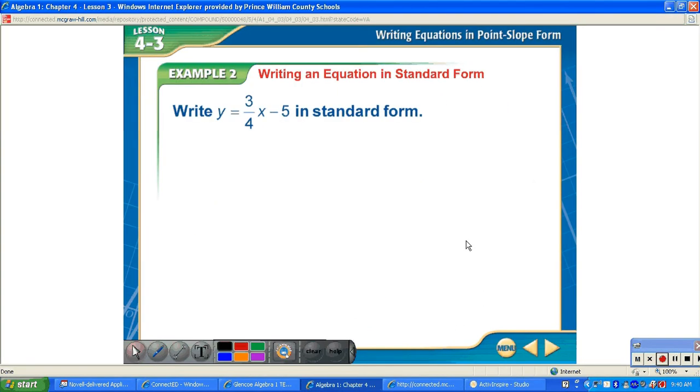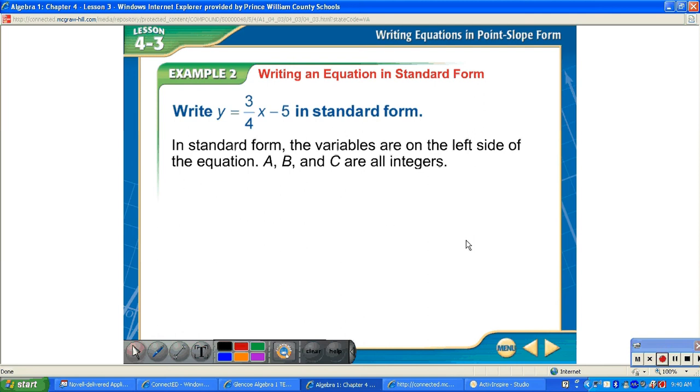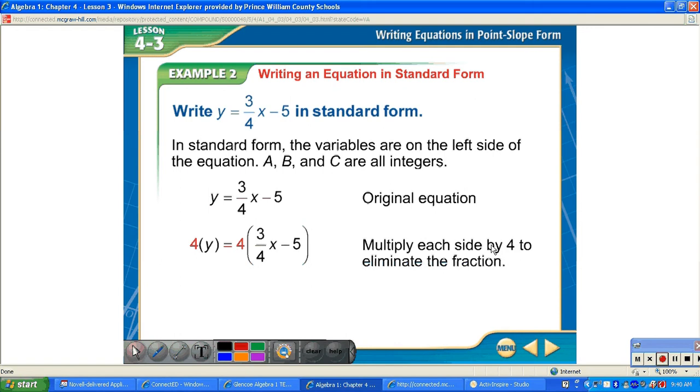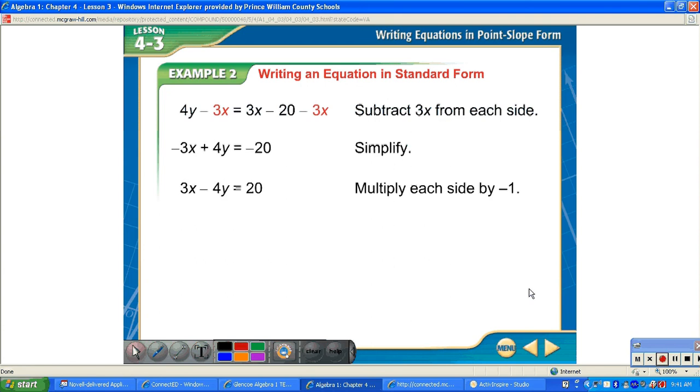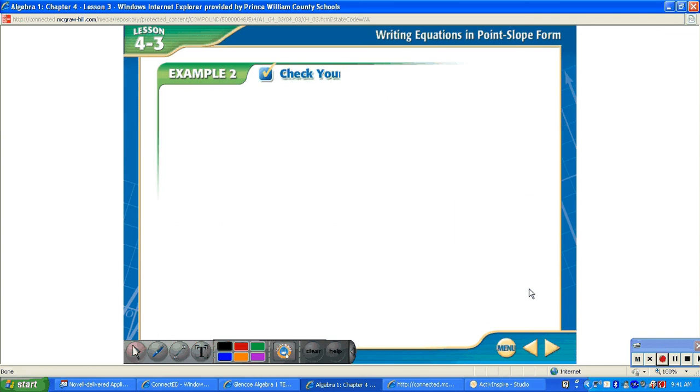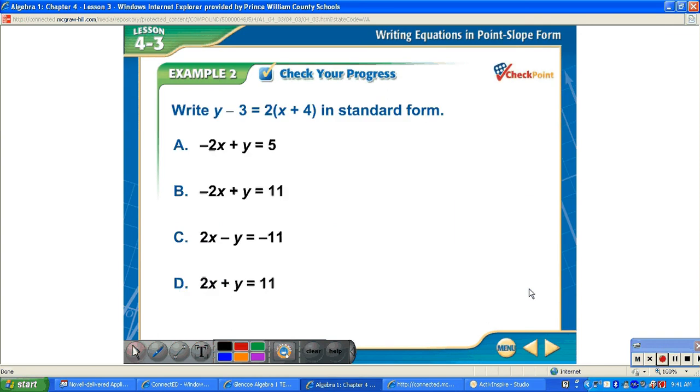Let's go back here, and then you're going to see that they've done exactly the same thing. A, B, and C have to be integers. That's why you have to get rid of the fractions. And so you're going to see how that works out, where they pretty much did the same thing I did, and in the same order, which is unusual. And then they subtracted 3x from both sides, simplified it, multiplied each side by -1, changed the sign, so there's your standard form. So now I'm going to give you another one to do.